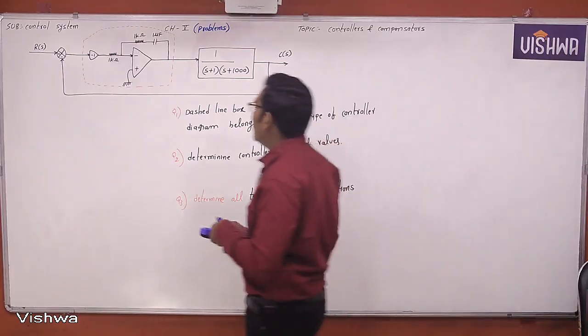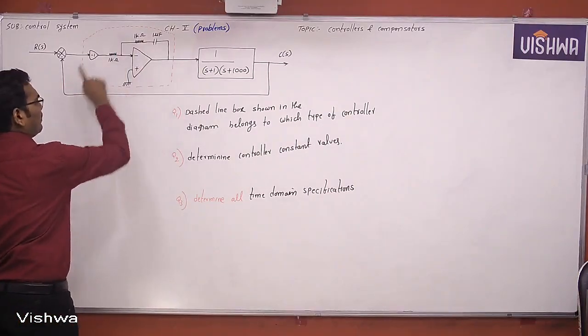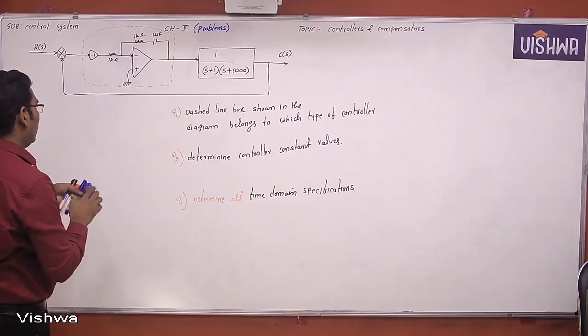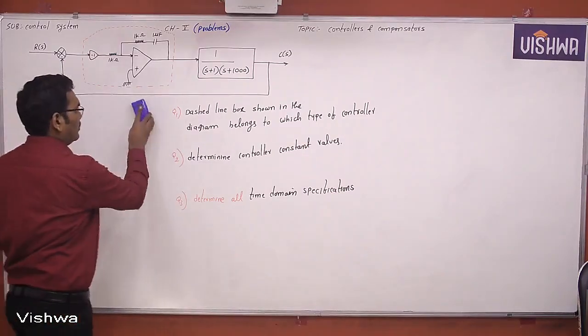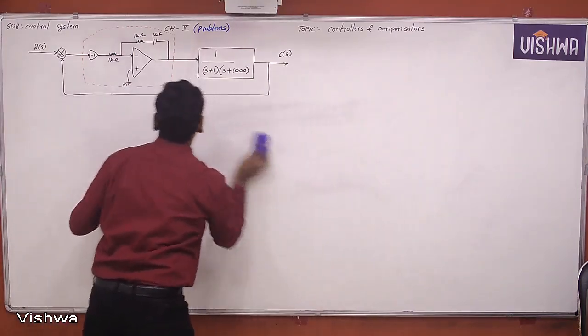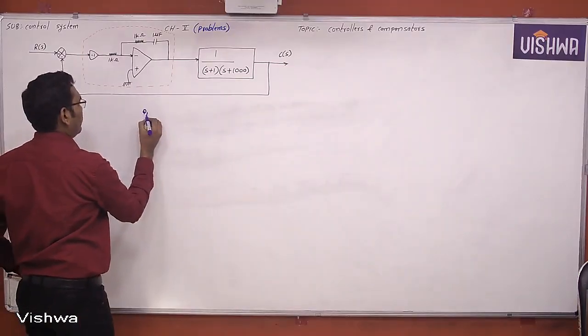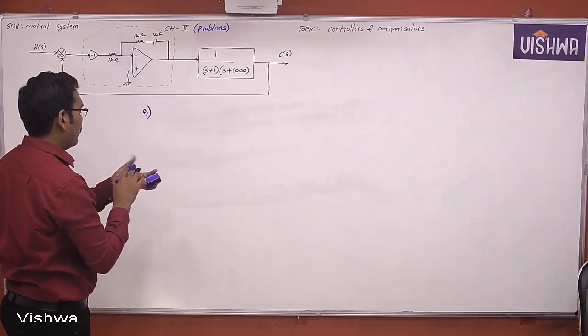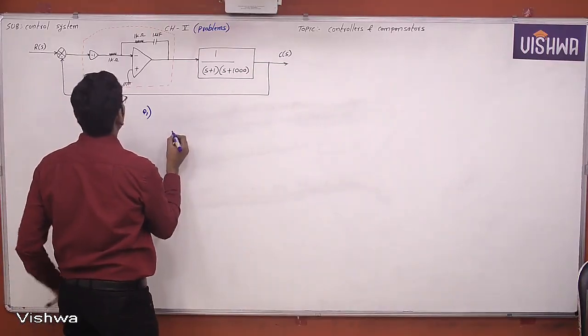Okay. Now we'll answer one by one. First we will take the dashed line box separately and do it. Okay. So first I want to finish the first question. Now question number 1 first. What is question number 1? The dashed line box. This is the dashed line box.